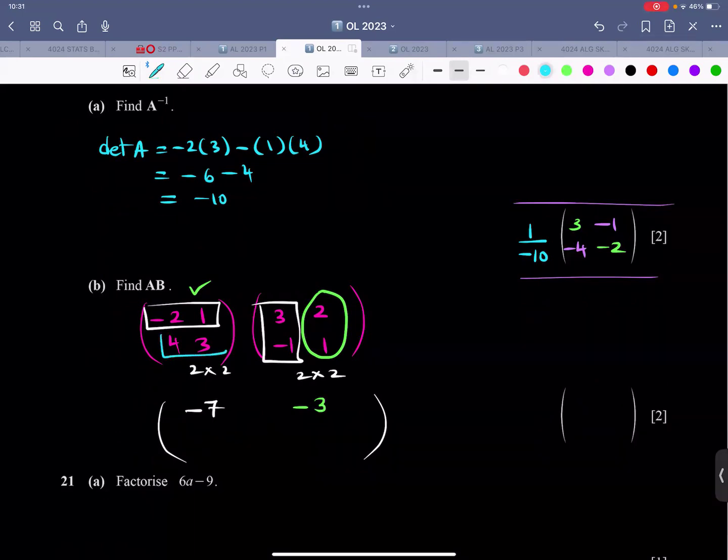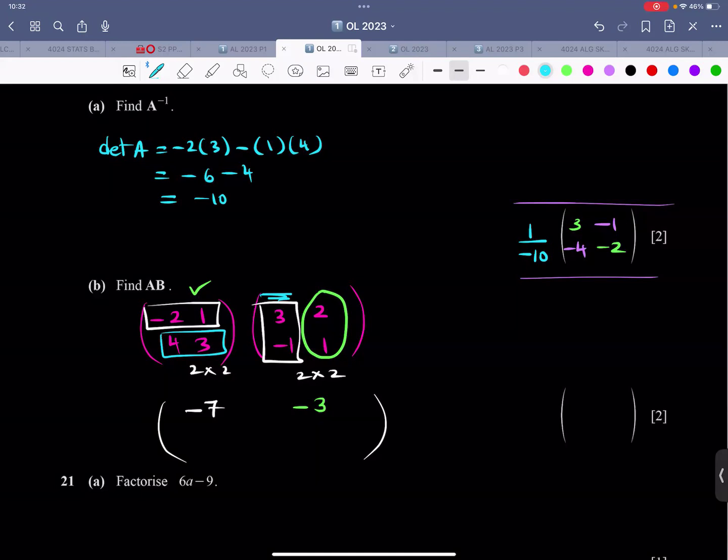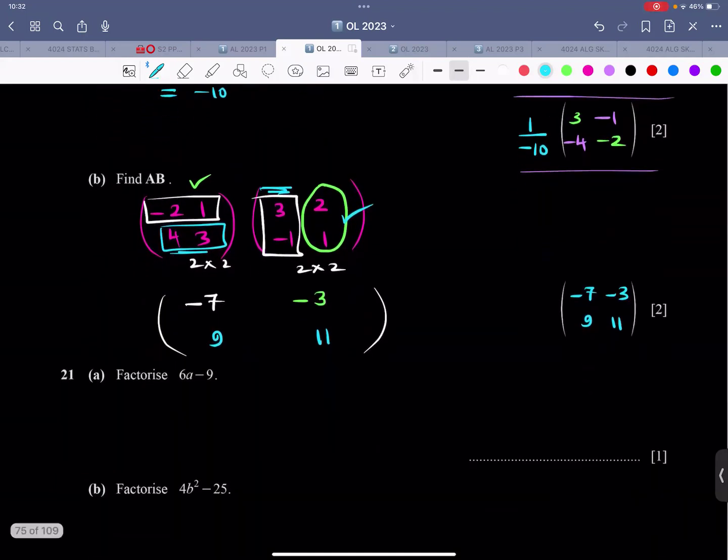Let's move to 4, 3, and then with this. 4 into 3, 12. 12 minus 3, 9. And then 4 into 3 into this, that is 4 into 2, 8. 8 plus 3 is 11. So the answer is negative 7, negative 3, 9, and 11. That is the answer of this matrix multiplication.